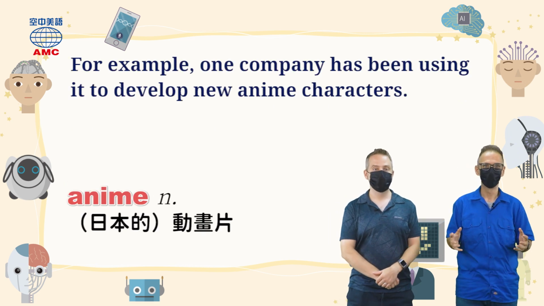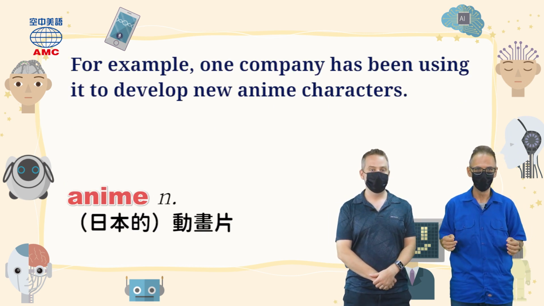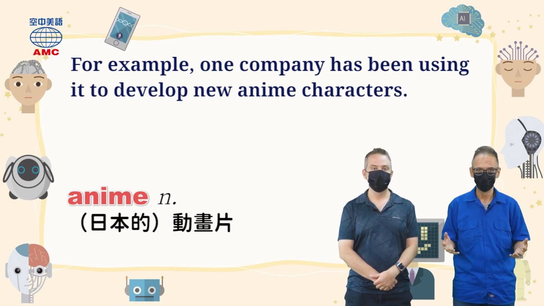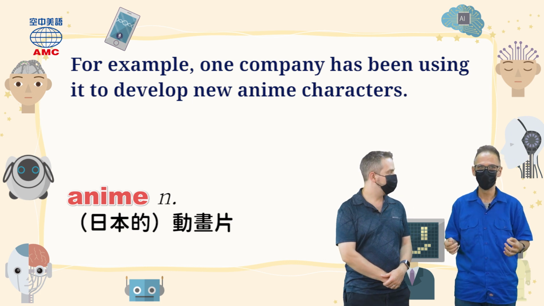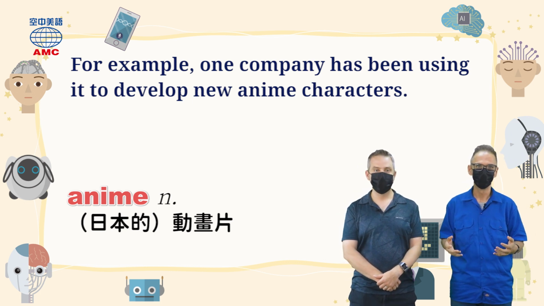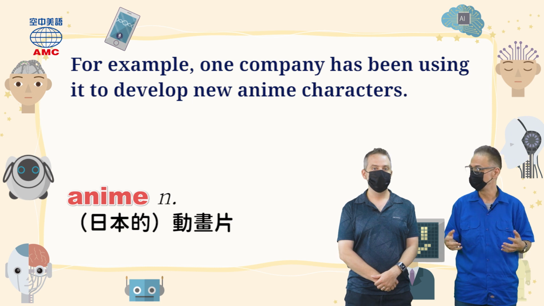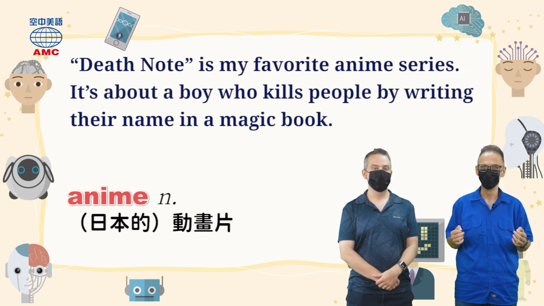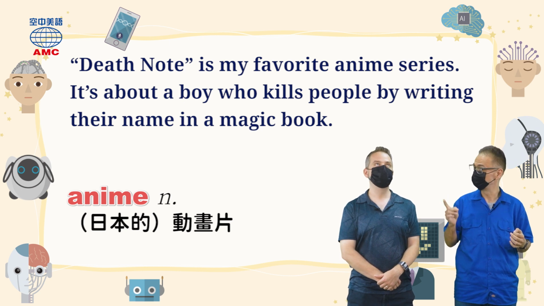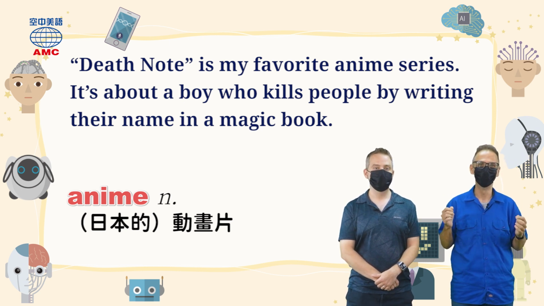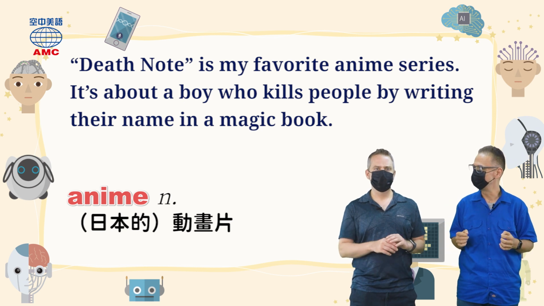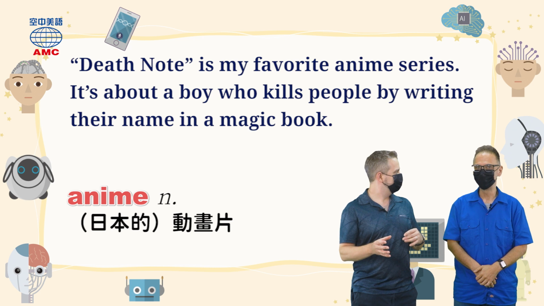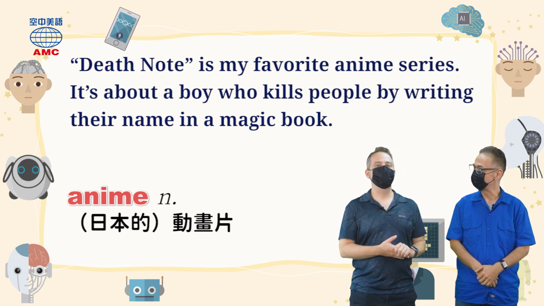And we're talking about anime here. That's right. Anime comes from the Japanese word anime, which is short for animation or cartoons. In English, we use it to describe animation that's in a Japanese style, such as Detective Conan or Demon Slayer. So an example sentence could be, Death Note is my favorite anime series. That's true, by the way. It's about a boy who kills people by writing their name in a magic book. Is he a good guy or a bad guy? He's a bad guy. You could say he's like a villain protagonist.